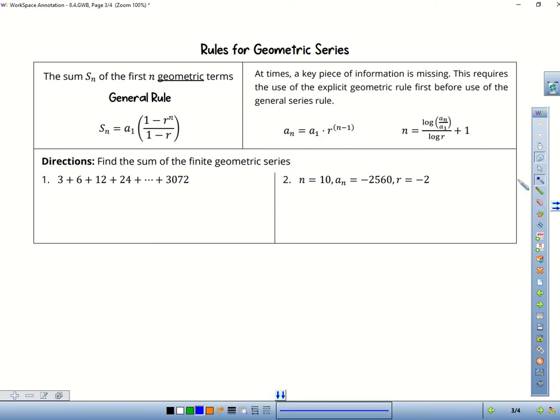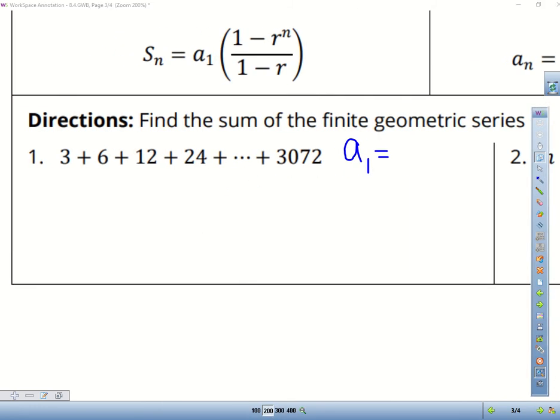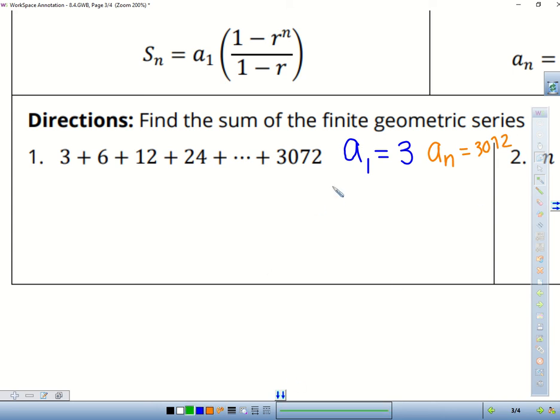All right? So with that being said, let's go ahead and look at the first question. First thing you always want to identify is the first term. What is the first term here? 3. Good. What is the last term? 3072. Good. What is the common ratio? 2. Very good. Because it's getting multiplied by 2 every time. Remember, geometric sequences and series have multiplication instead of addition.